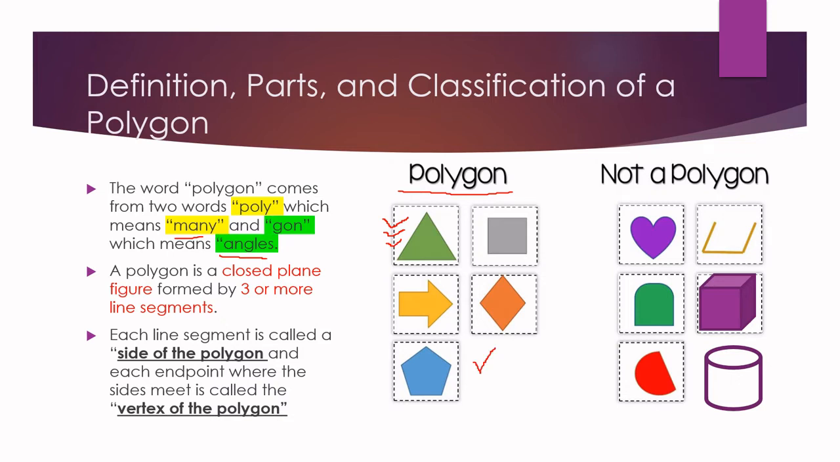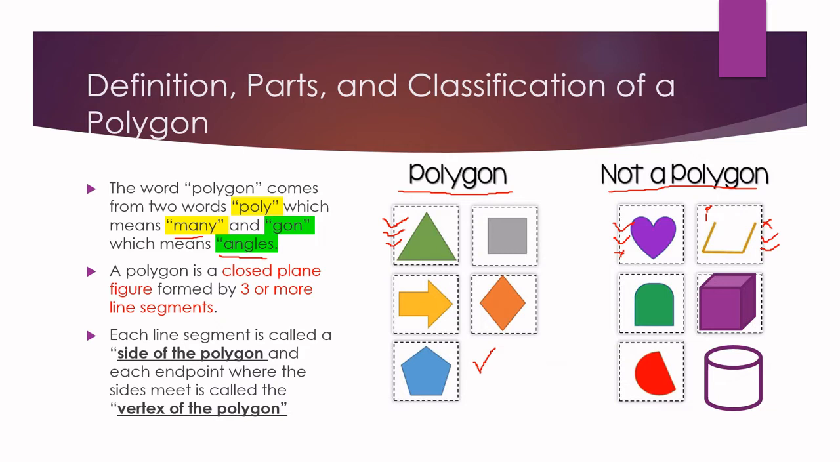On the other hand, we have figures or shapes that are not polygon. Let's say, for example, the heart. Is it a closed figure? Yes. Is it a plane figure? Yes. Is it formed by three or more line segments or sides? No. How about this figure? Is it a closed figure? No. Is it a plane figure? Yes. Is it formed by three or more line segments or sides? Yes. How about the cube?